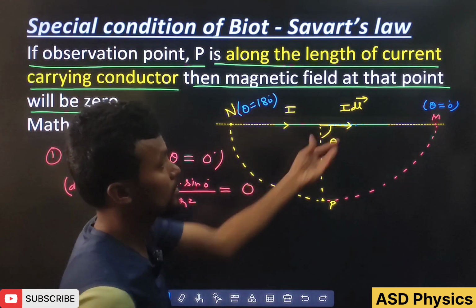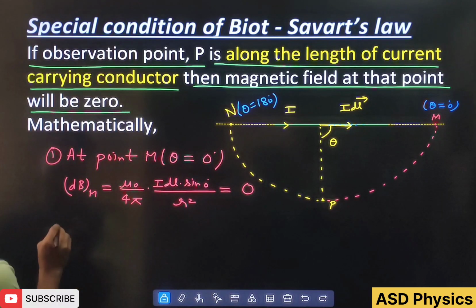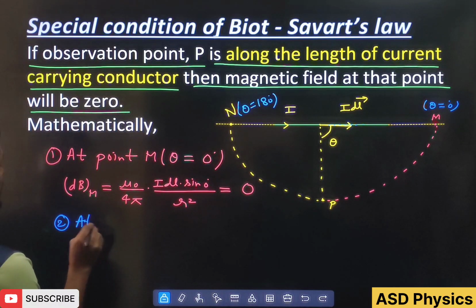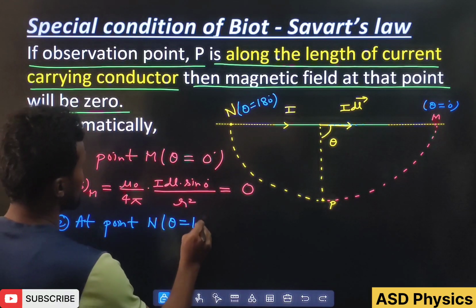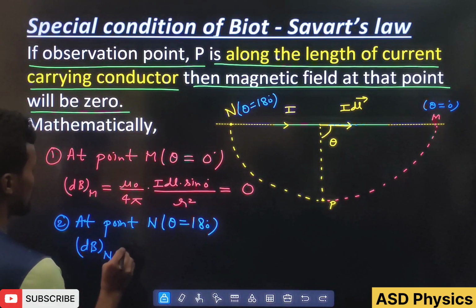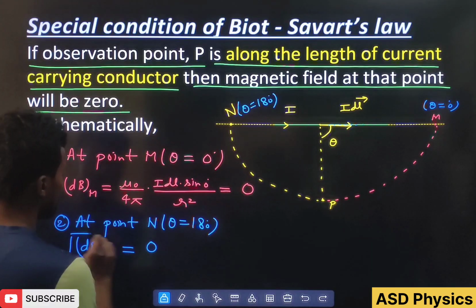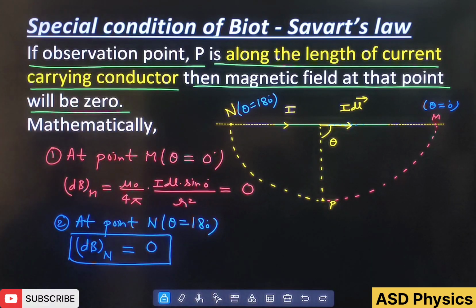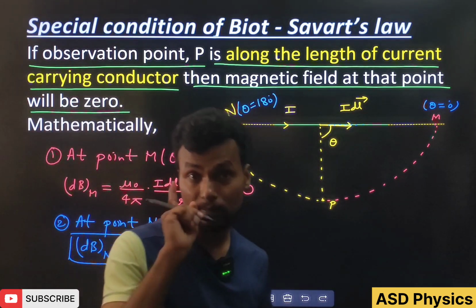This is the reference line, and you see the angle keeps on increasing at point N. So at point N, theta is 180 degree, and you know very well sine 180 is also 0. As sine 180 is 0, the magnetic field at point N will also be 0. So very important, whenever the observation point is along the length of a current carrying conductor, maybe forward, maybe backward, the magnetic field will be 0.